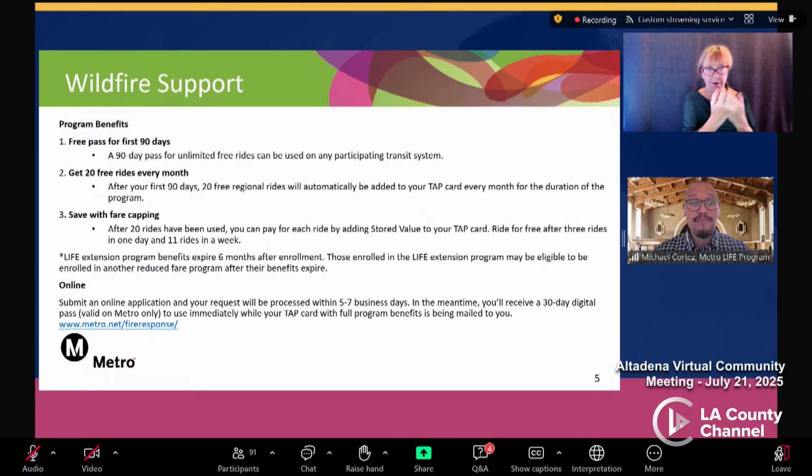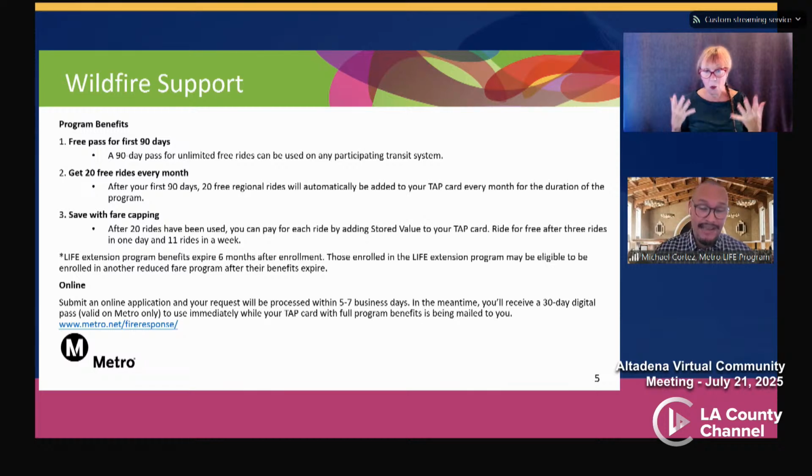The benefits are people get a free pass for 90 days when they enroll. It's unlimited free rides they can use on Metro, bus, or rail, on participating transit agencies. We have 16 transit agencies, which includes Foothill Transit, Pasadena Transit, and you can also use it on Metro Micro on that map that Wayne just showed. If you don't have any service near you, Metro Micro would be the way to go.